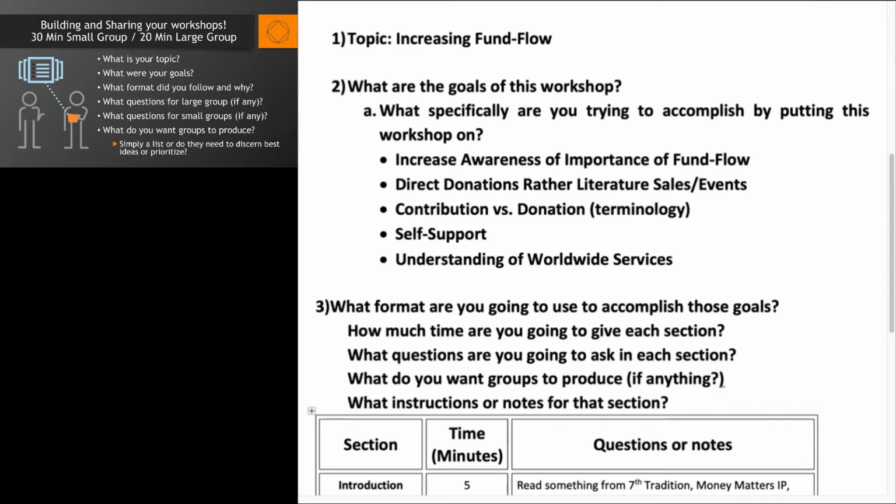So the goals we set out were, as you can see, in answer to the question we were asked, what specifically we're trying to accomplish. It shows their increased awareness of the importance of fund flow and direct donations rather than literature sales or events in order to support NAWS, or the World Service Office.